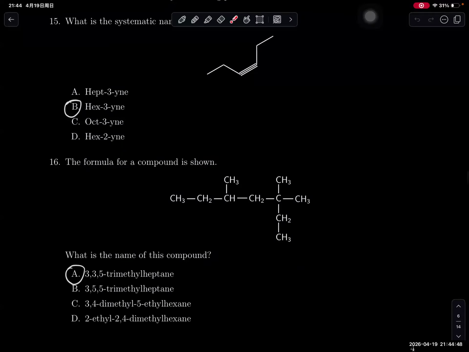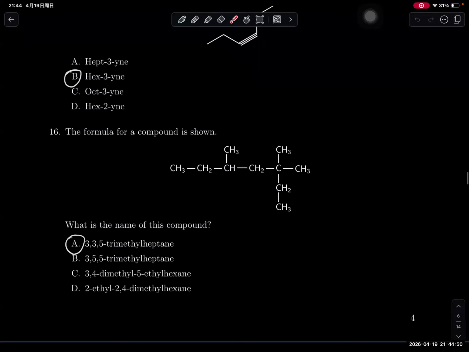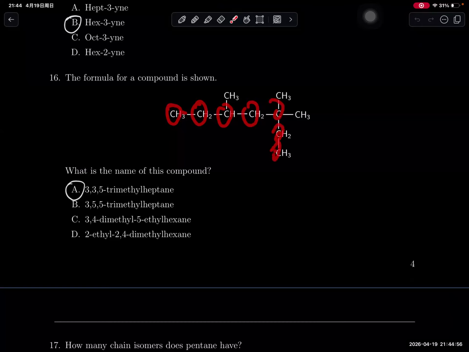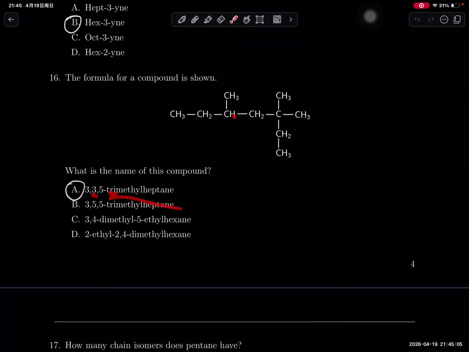Question 16, the formula for a compound is shown below. Identify the longest carbon chain: 1, 2, 3, 4, 5, 6, 7, a total of 7. There are 2 methyl groups on the third carbon and another one on the fifth carbon. So it's 3,3,5-trimethylheptane. Make sure you minimize the total value of these numbers, so it cannot be B.